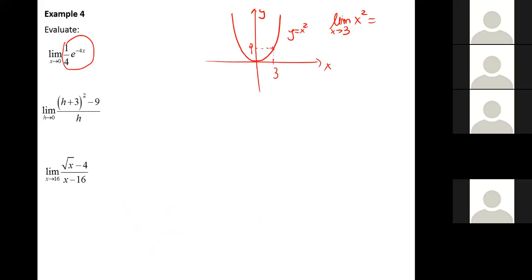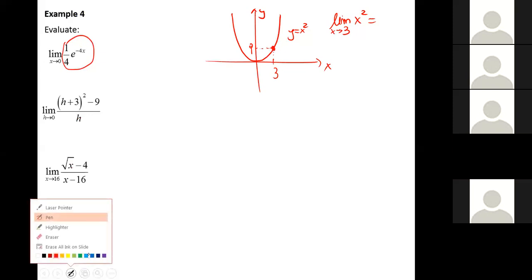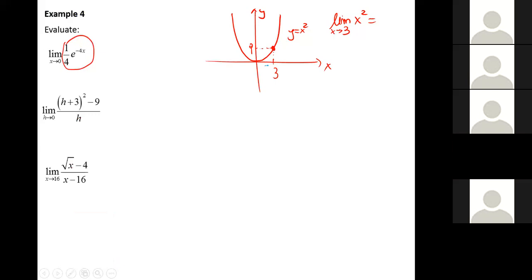I can say it's 9, and of course it is 9, but what I want you to understand is that we're not exactly at 3, not exactly at that red dot. We're just looking at what the function is doing as x approaches 3 from the left and the right hand side. My graph is definitely approaching that red dot, but we're not at that red dot.